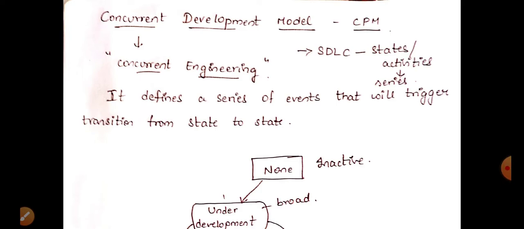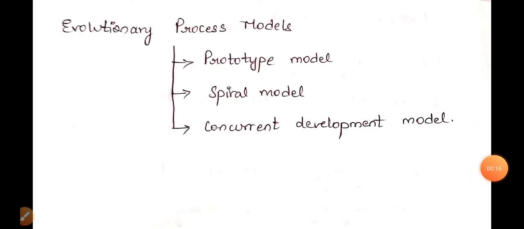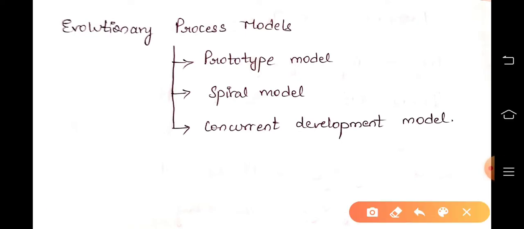Today we are going to start our next model, that is the concurrent development model. Before going to see this model, let us see the evolutionary process models. Actually, the evolutionary process models are of three types. They are the prototype model, spiral model and concurrent development model. We have already discussed the prototype model and spiral model. Today we are going to discuss the concurrent development model.